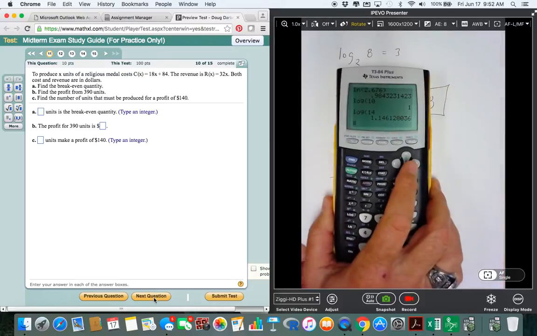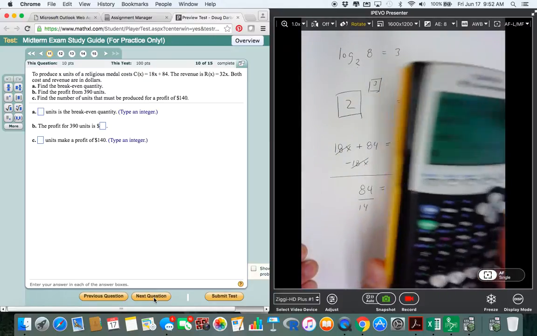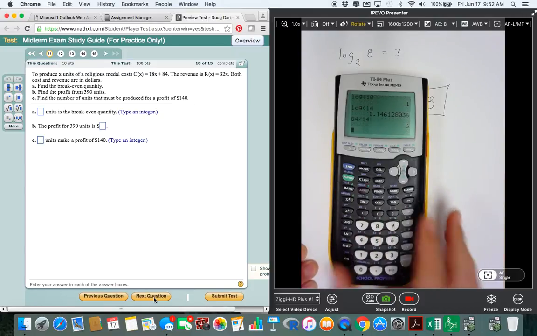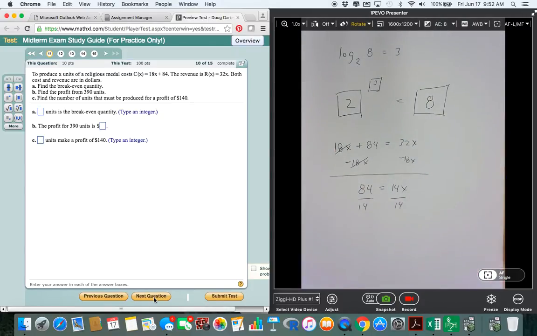Break even, okay. So I need 84. So 6 units. Find the profit for 390 units.